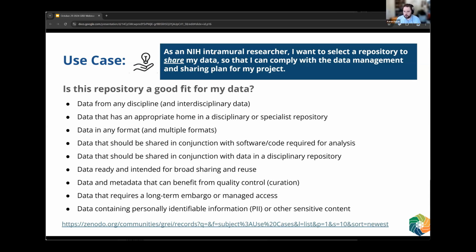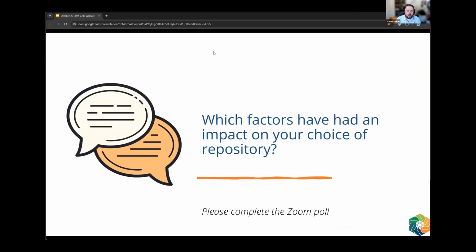Does it fit into these parameters? And so we have another poll question for you. What factors have an impact on your choice of repository now? When you've been doing this, what have you been looking at first? I'll give you all a chance.